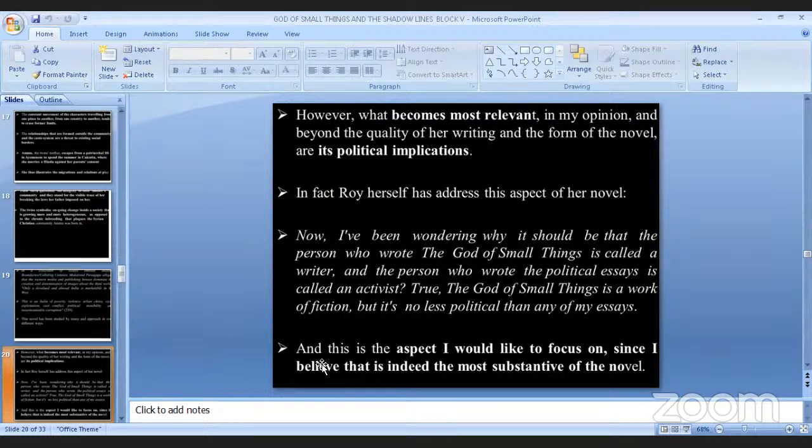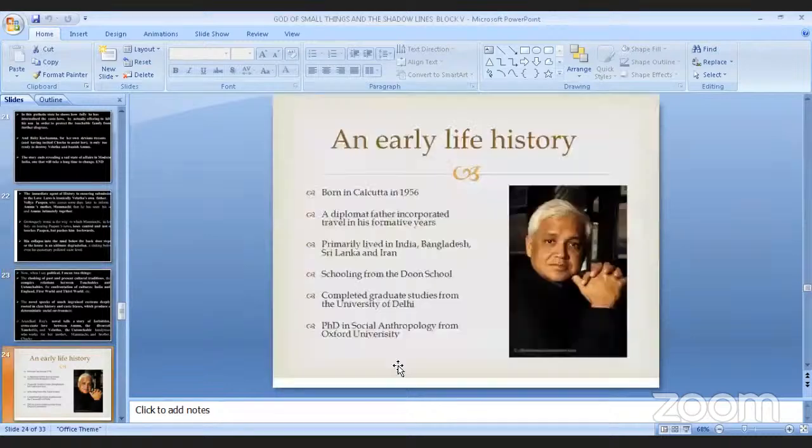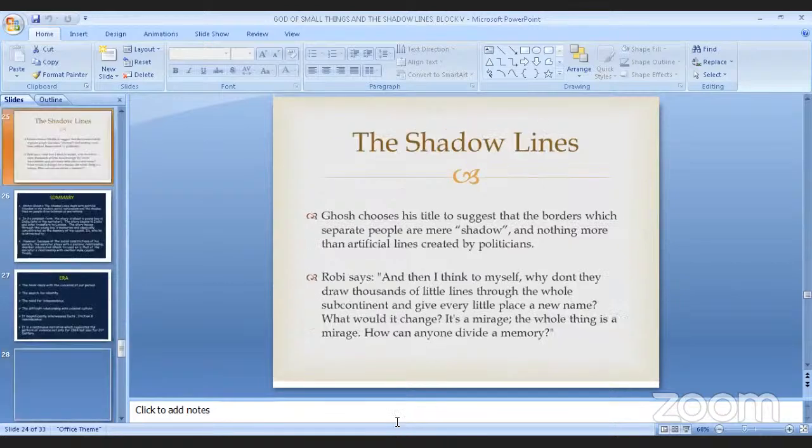Amitav Ghosh, The Shadow Lines. Amitav Ghosh, born in Calcutta in 1956, had a diplomat father, which incorporated travel in his formative years. He primarily lived in India, Bangladesh, Sri Lanka, and Iran, schooled at the Doon School, completed graduate studies at the University of Delhi, and earned a PhD in social anthropology from Oxford University.